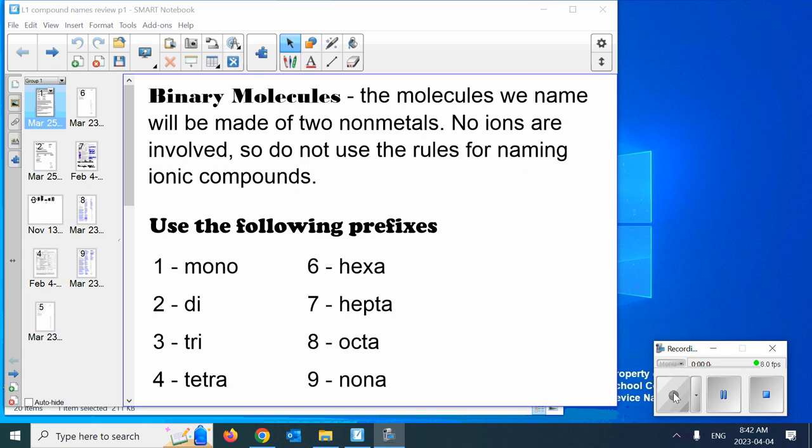Welcome to Physical Science in the AM. We are starting our chemistry unit with a compound review.